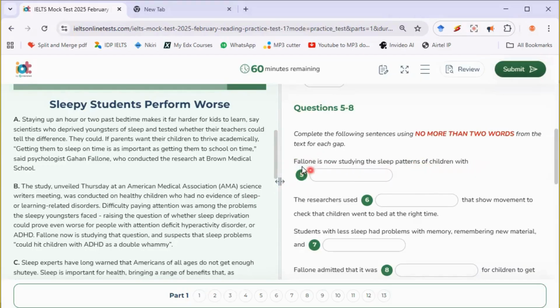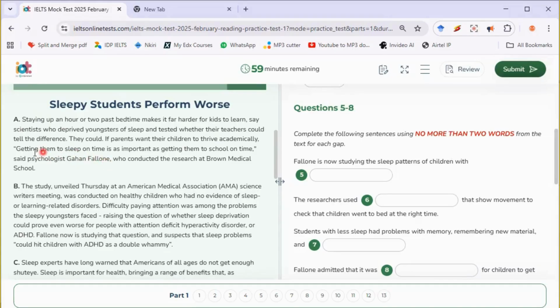Fallon, that is the name of a person. Now studying, this is a verb, it's also a keyword for me. Studying the sleep patterns of children with something. So I will go to my passage and look for this name, Fallon. I will look for studying, sleep pattern, then children. Look at the passage here. I can see Fallon here.